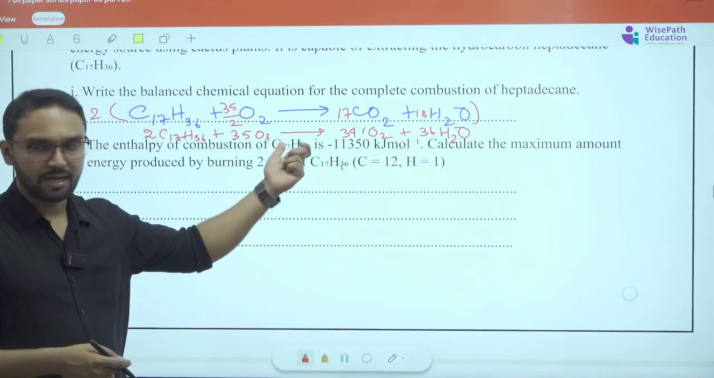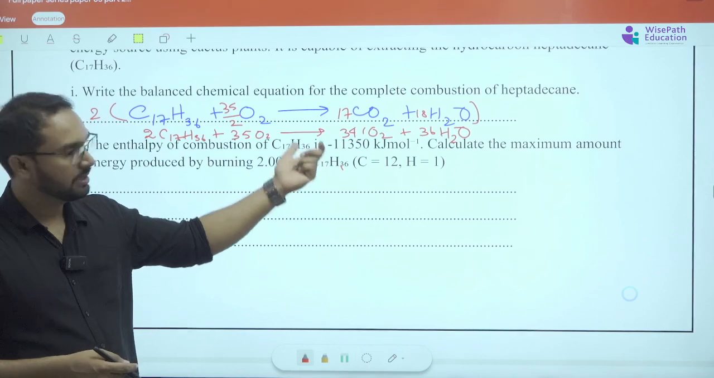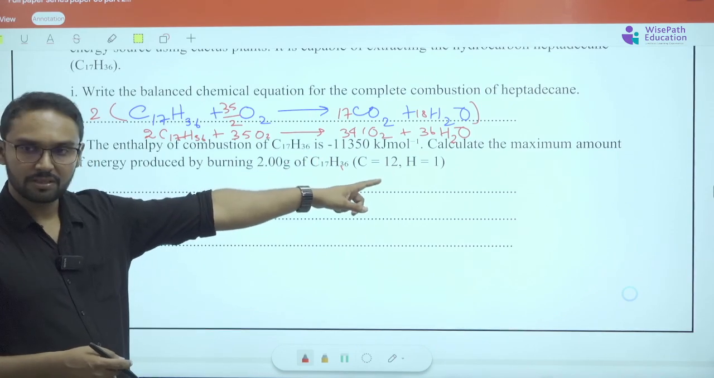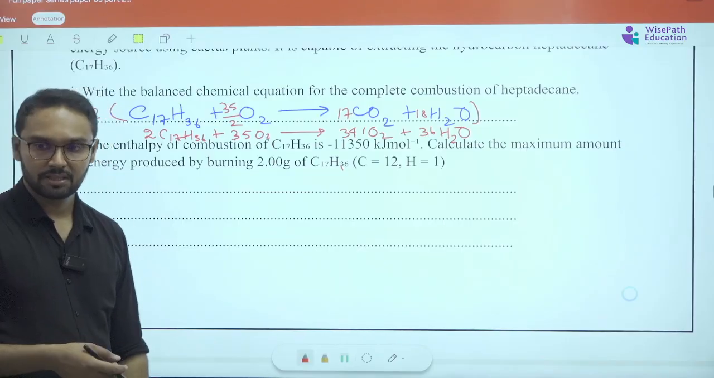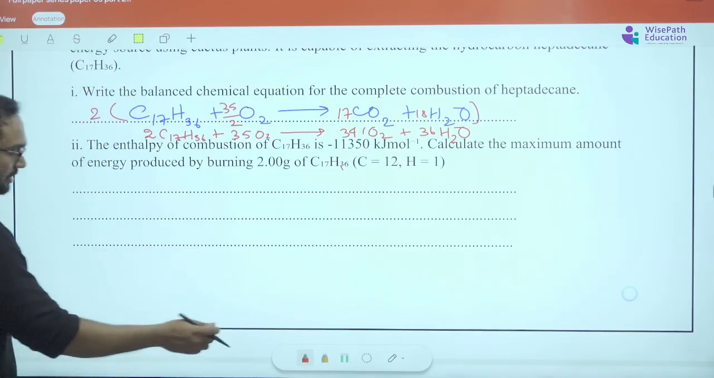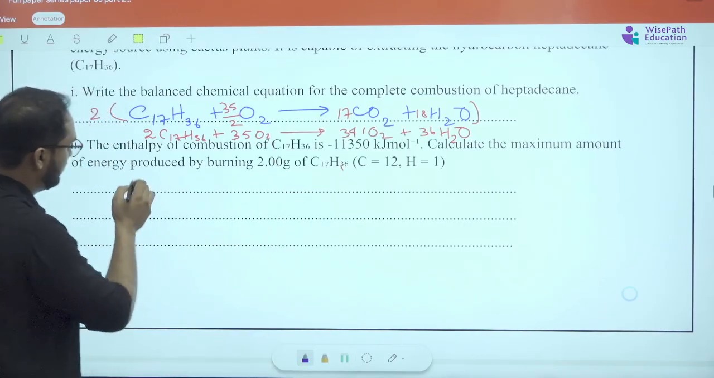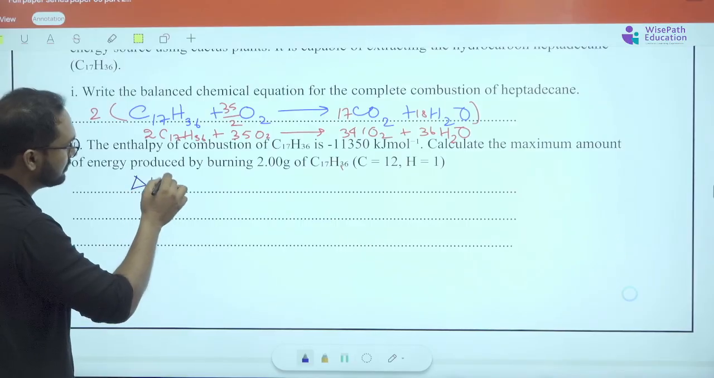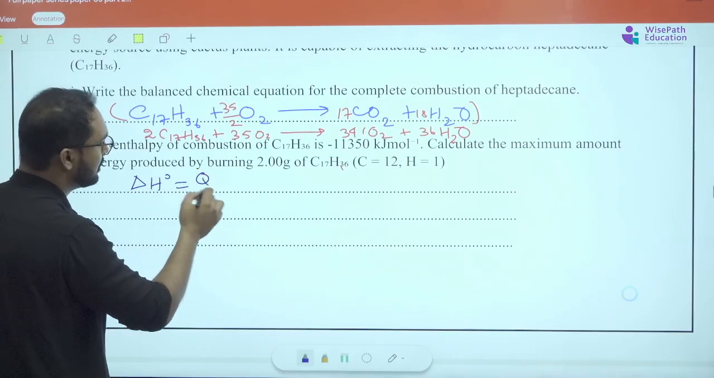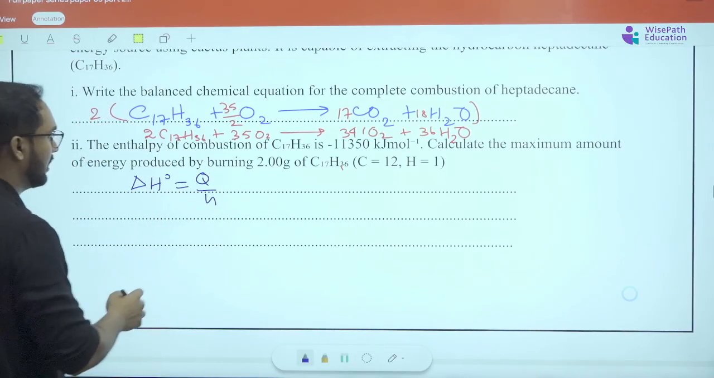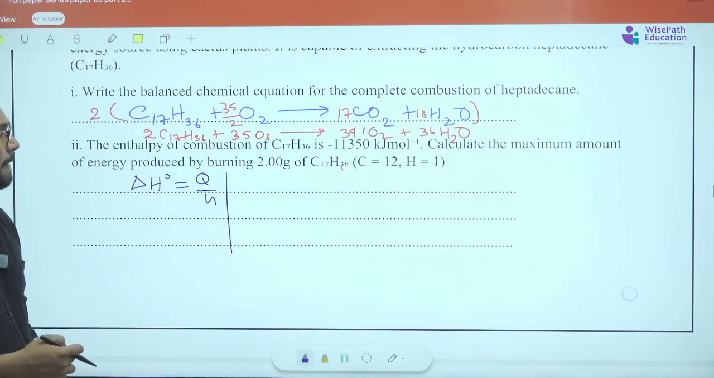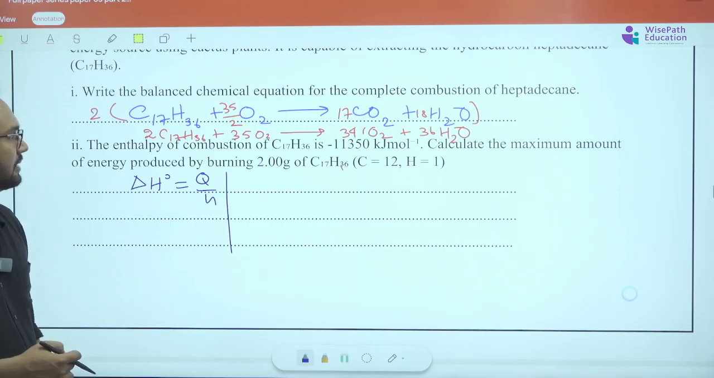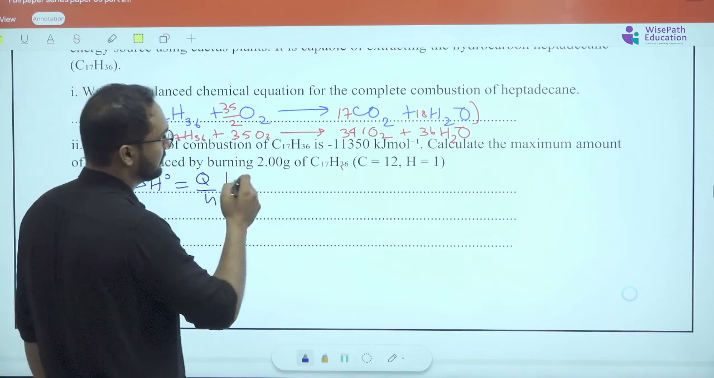If you have the standard heat of reaction, you can find the number of moles and multiply. So you can put delta H naught equals Q over n to find the answer, right? So you can apply delta H naught is equal to Q over n. So what do you have to find next? Number of moles of what? C17H36. So how do you do that?